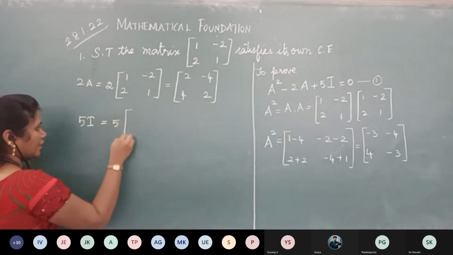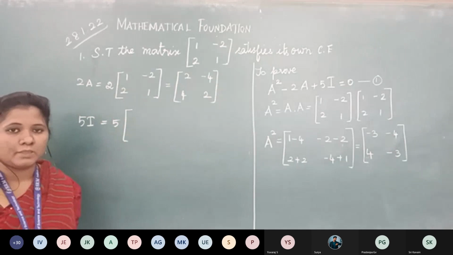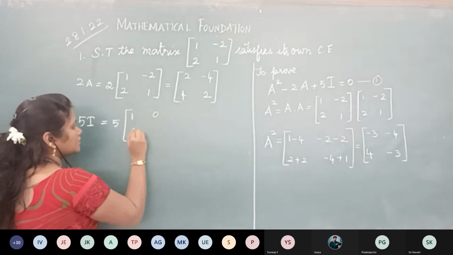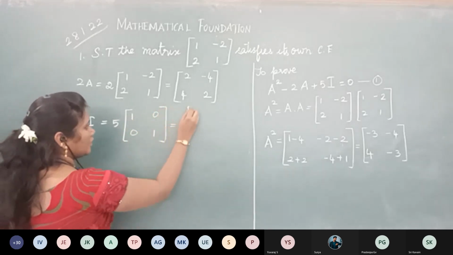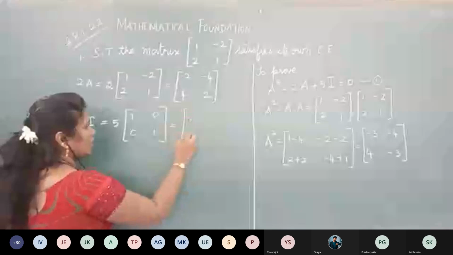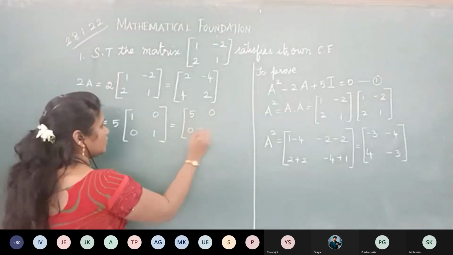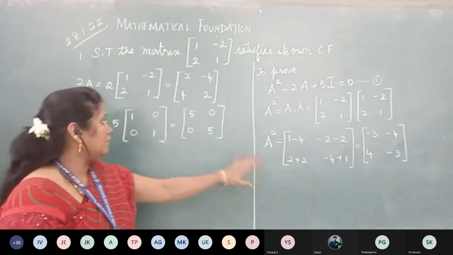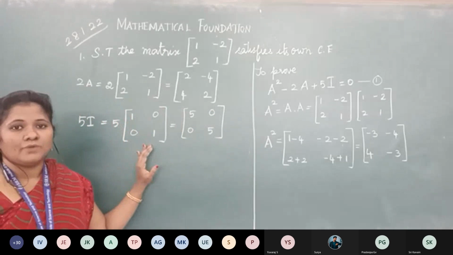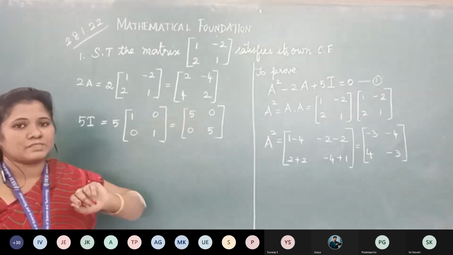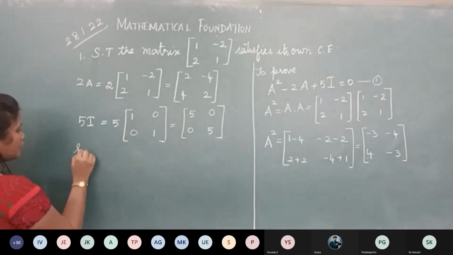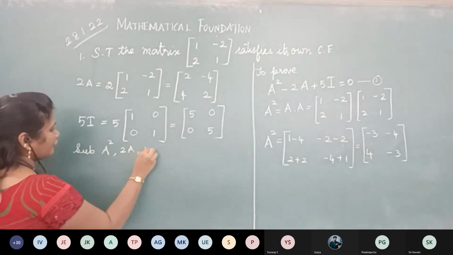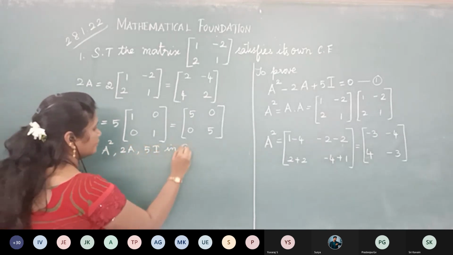5I is nothing but 5 into I, where I is the identity matrix. Since it is a 2 cross 2 matrix, you will write 1, 0, 0, 1. Multiplying 5 inside, it will be 5, 0, 0, 5. Now we have got your A square, your 2A and your 5I. We will substitute all these values in your first equation.